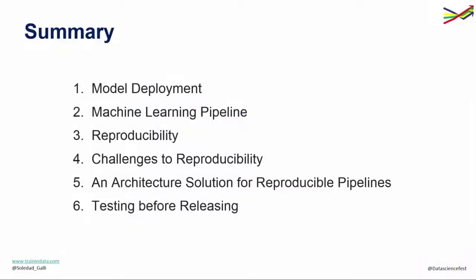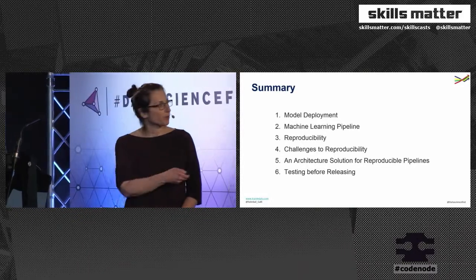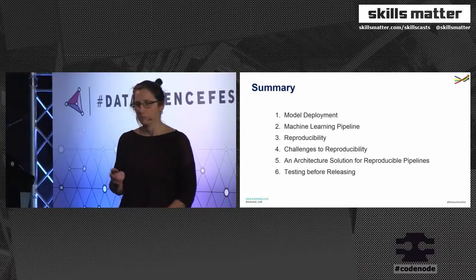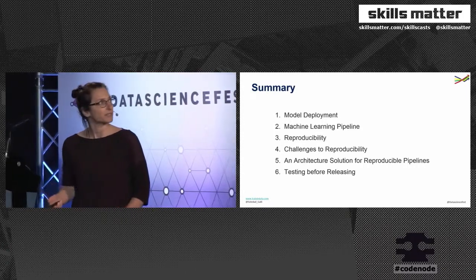Specifically, we want to talk about deployment of machine learning models. So what is model deployment? We also want to talk about machine learning pipelines. What are machine learning pipelines? We want to talk about reproducibility and why it matters when we're working in organizations. We're going to cover some of the challenges we can find in achieving reproducible pipelines. And then we're going to propose one architecture solution to achieve reproducible pipelines. And finally, we're going to cover how to test our models before putting them in production, before releasing them so that they can score our customers.